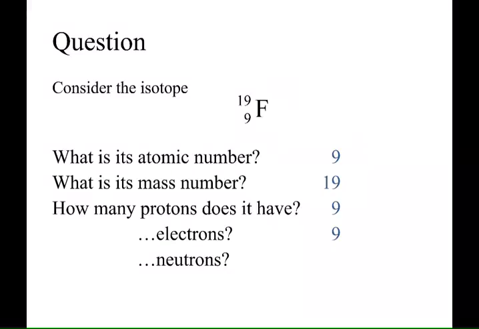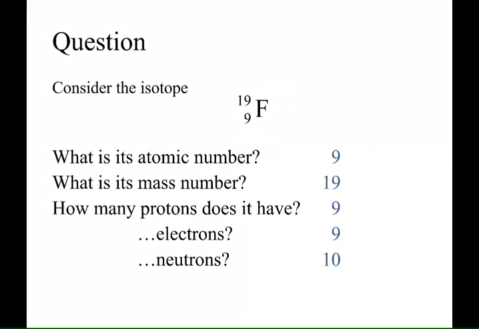All right, how many neutrons does it have? Well, we can get to neutrons by taking the mass number, which is protons plus neutrons, and subtracting the number of protons. So 19 minus 9 is 10.